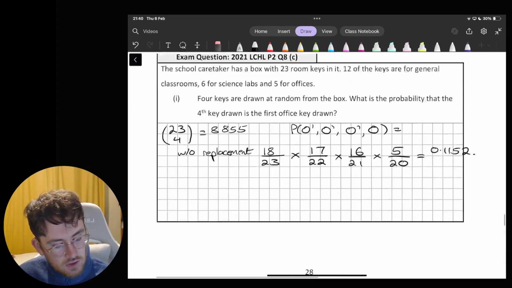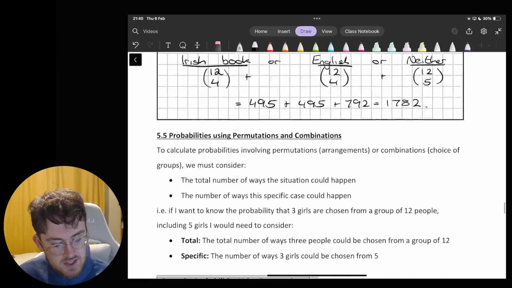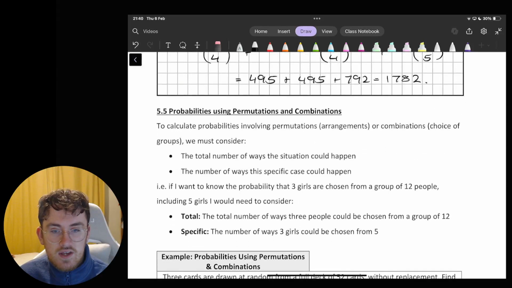But overall, working with these probabilities, it really is following those steps we identified at the start, looking at the total ways this could happen and the specific number of ways that this specific case could happen. That's really going to help you in identifying the probabilities and in not getting caught up in thinking about it all together.